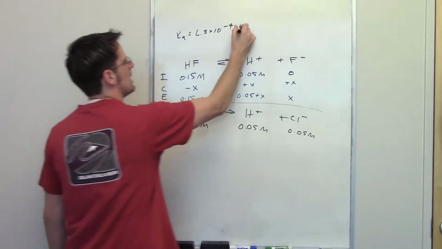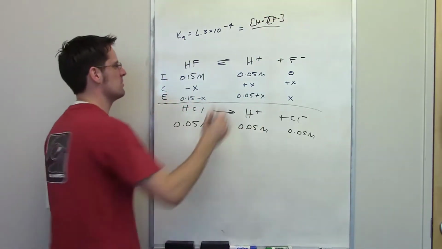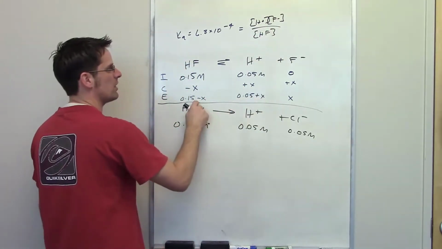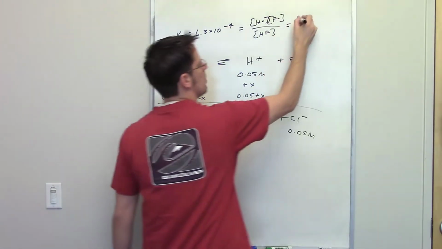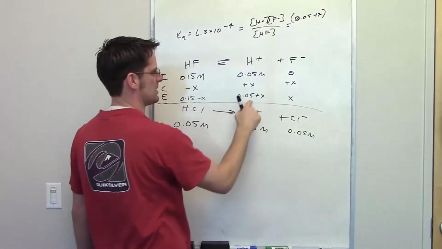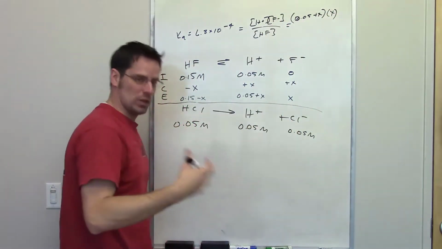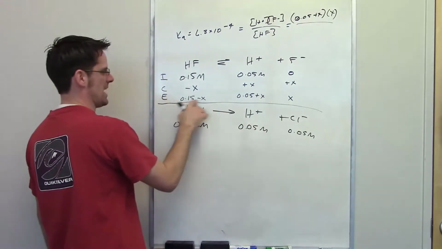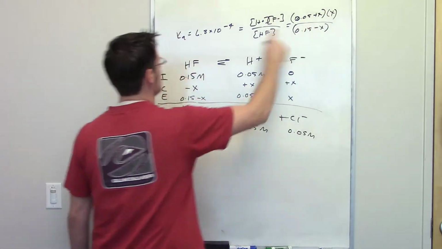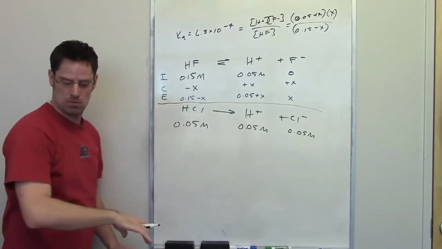Ka is going to be equal to the concentration at equilibrium of H plus multiplied by the concentration at equilibrium of F minus divided by the concentration at equilibrium of HF. Or if we put in each of these values, it's going to be equal to 0.05 plus X, that's the H plus equilibrium concentration, multiplied by X, that's the fluoride equilibrium concentration, all divided by the equilibrium concentration of HF, which is 0.15 minus X. So I have to set this equal to this number and solve for X. I'm going to move that stuff down here to give us some more room.